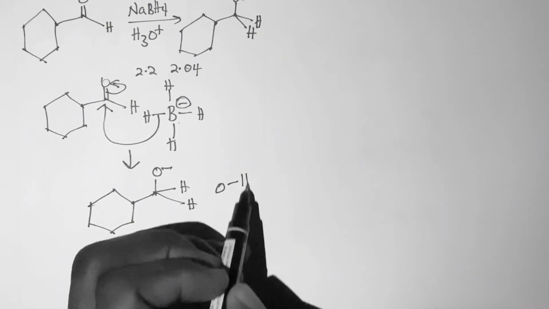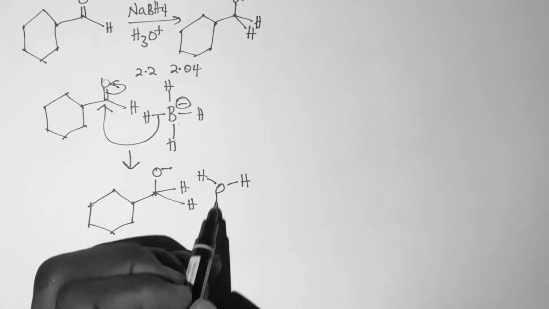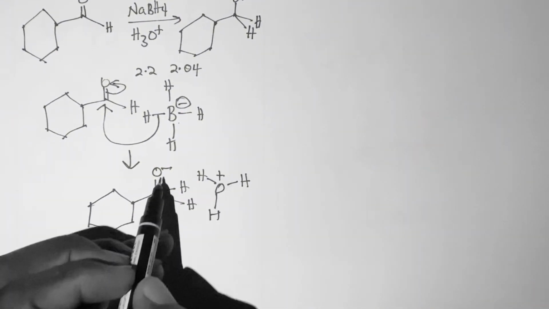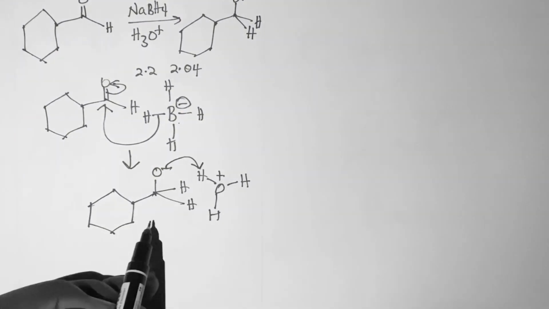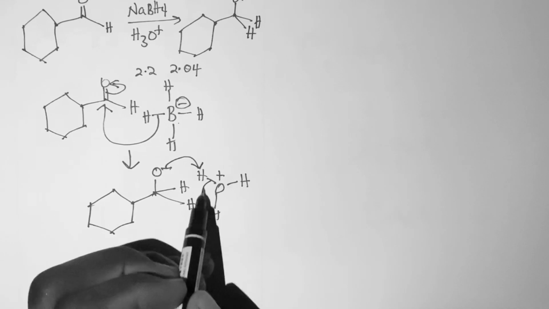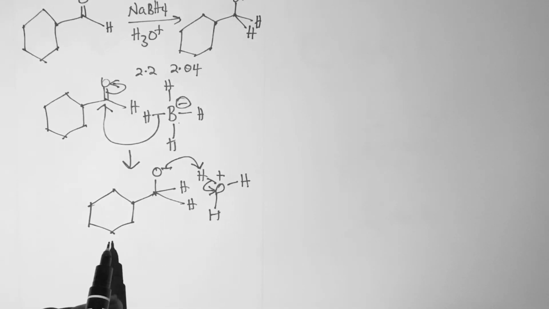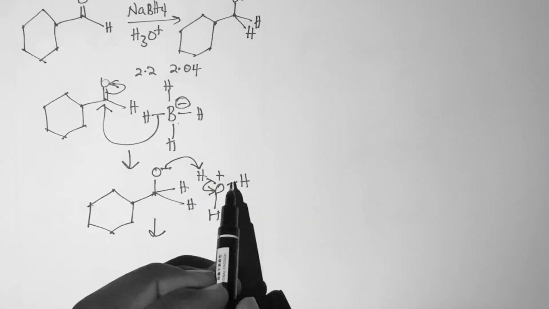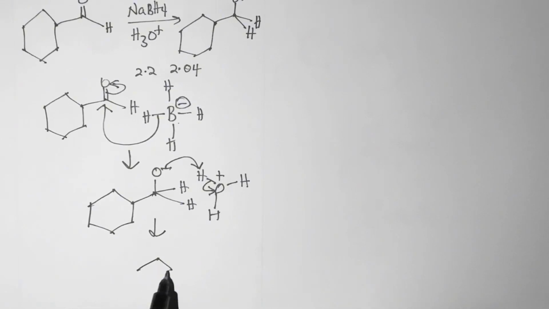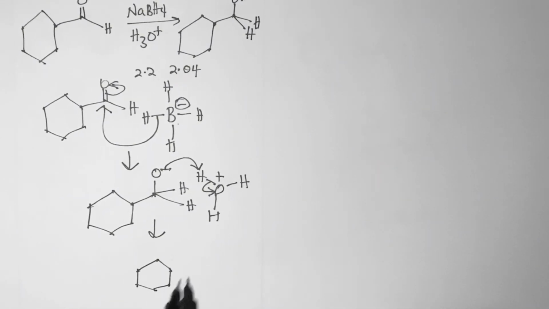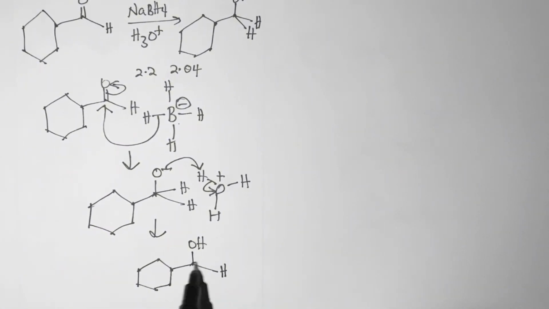And then remember that we have H3O plus in solution. So what will happen is that this oxygen will use one of its lone pairs to pick up a proton, causing these electrons to be moved to the oxygen here. So we are going to get our final product, which is this product. So this is a reduction reaction.